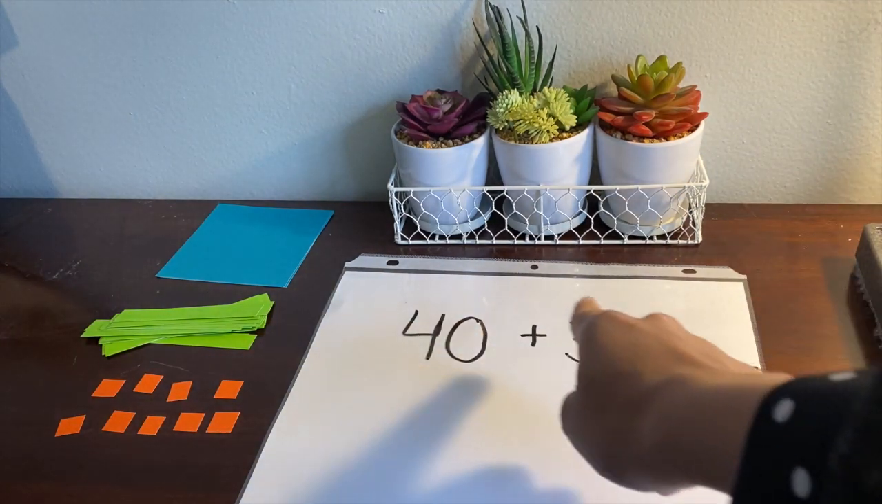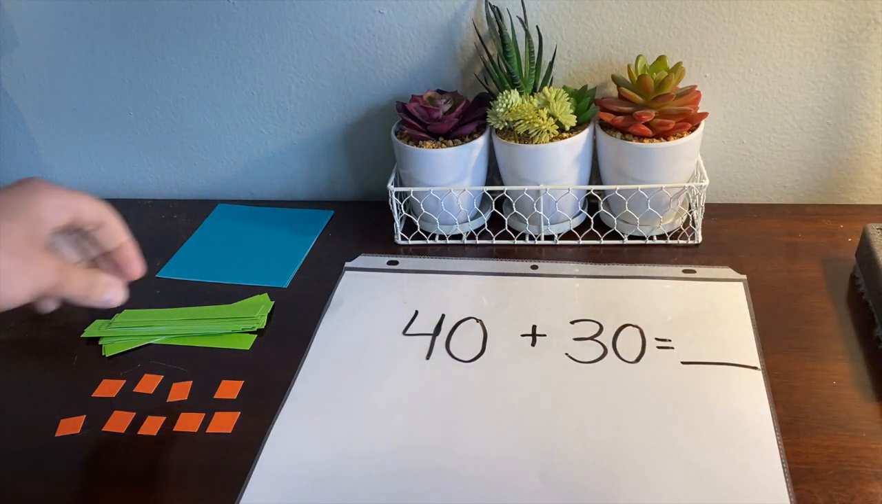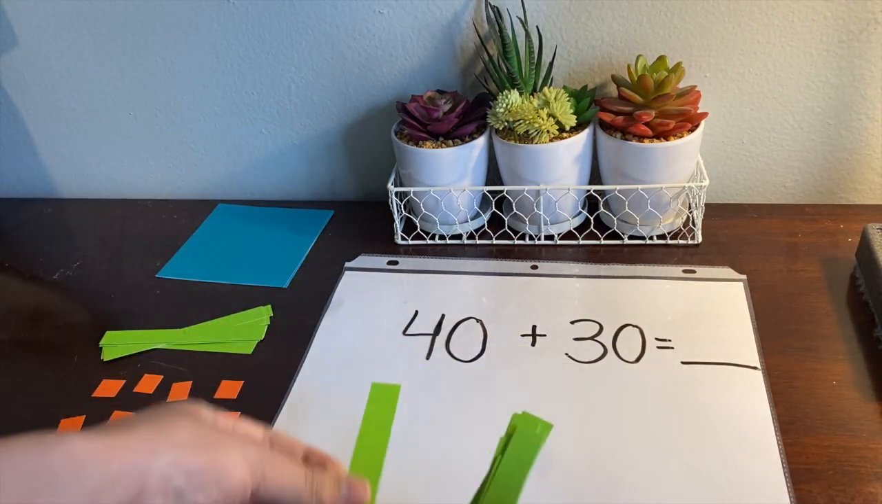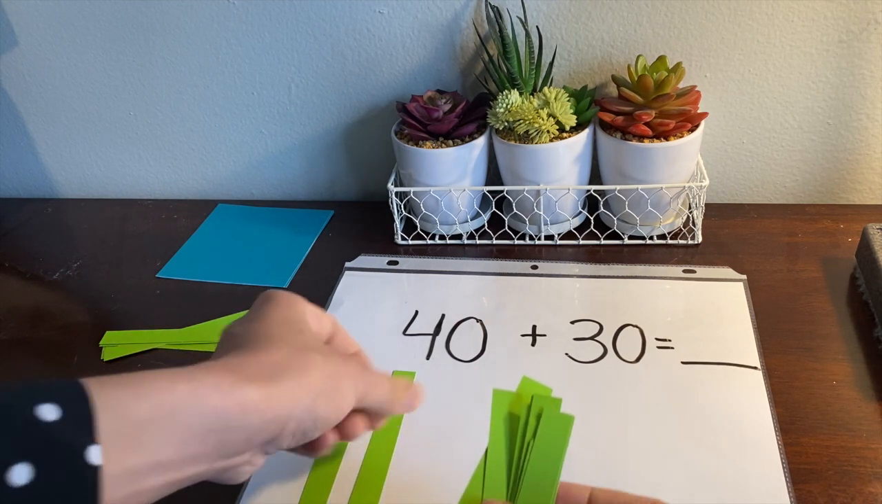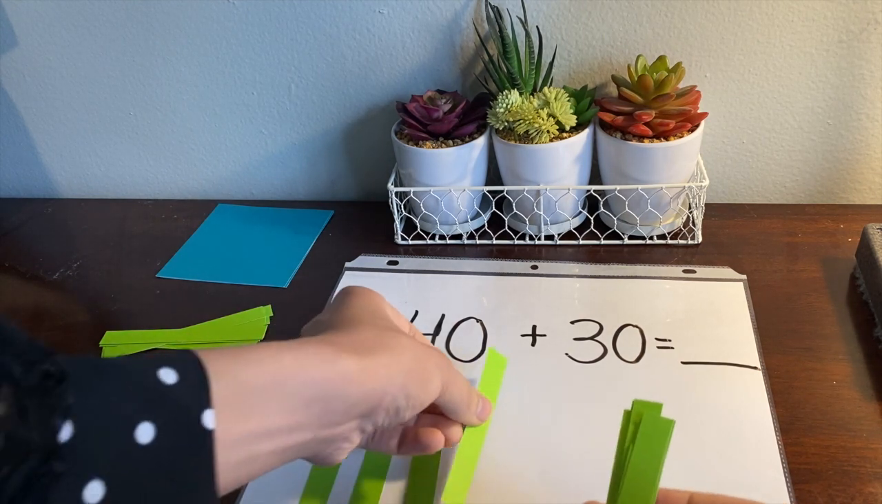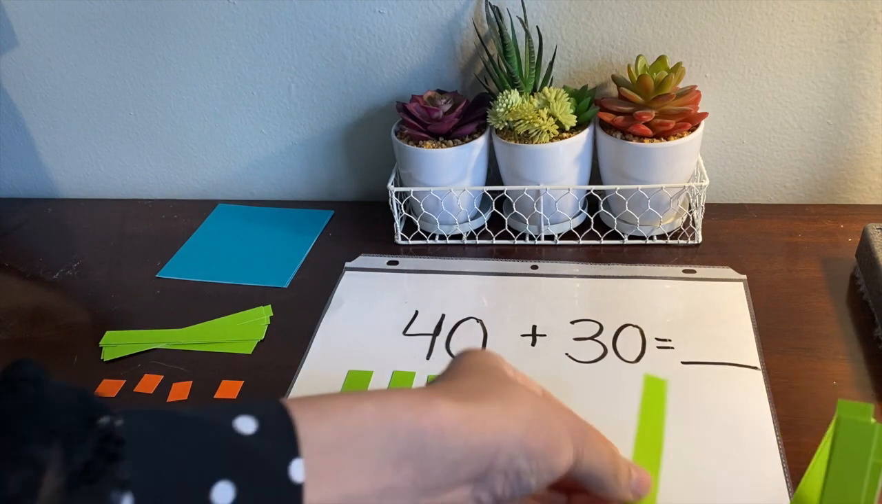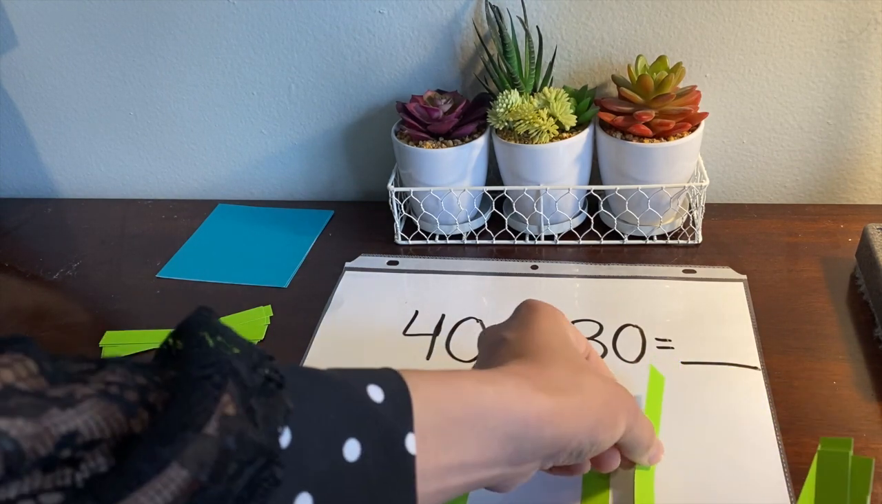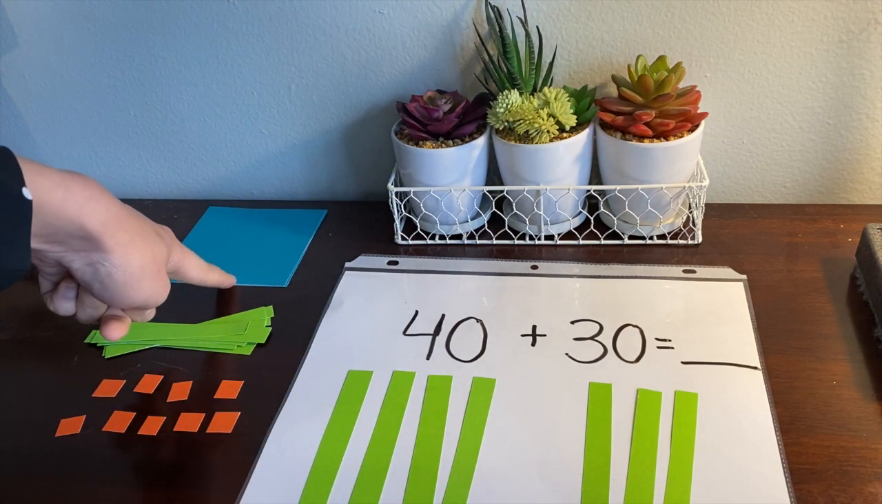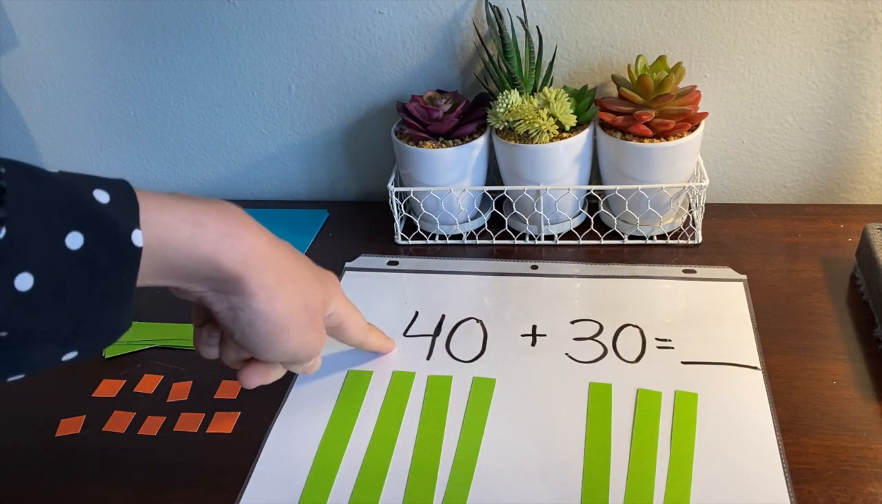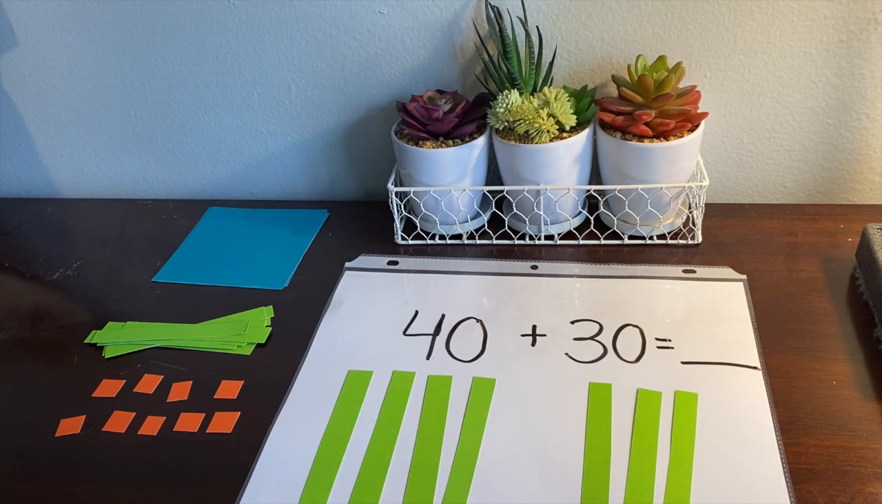Let's try 40 plus 30. I'll need 4 10 sticks since there's a 4 in the tens place. 1, 2, 3, and 4. To make the number 30, I'll need 1, 2, 3 tens. I know that I don't need any of these hundreds blocks because there isn't a digit in the hundreds place in either of those numbers.